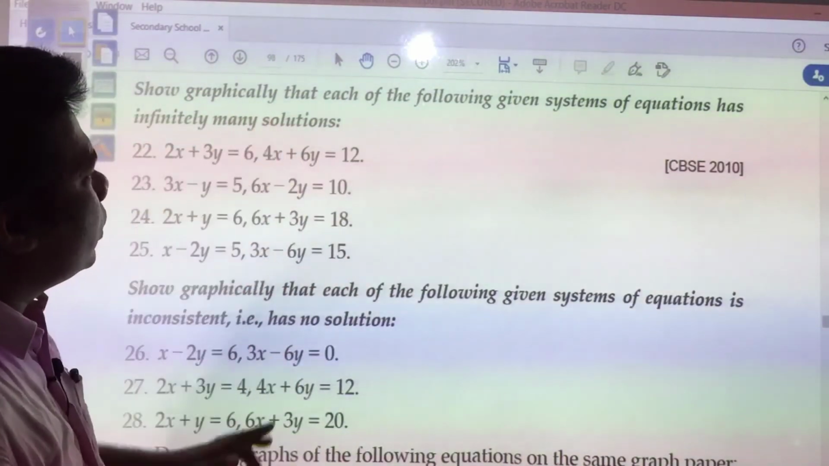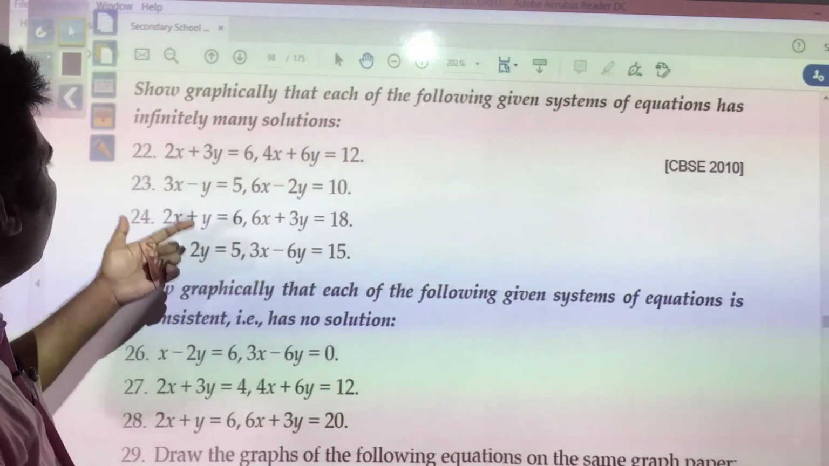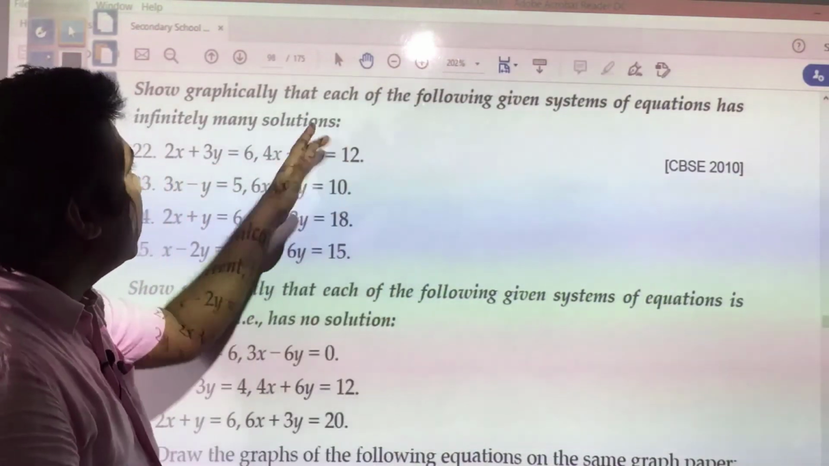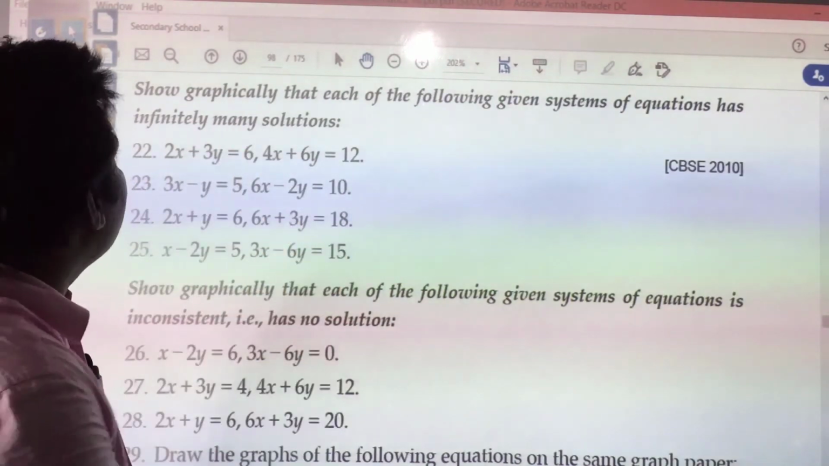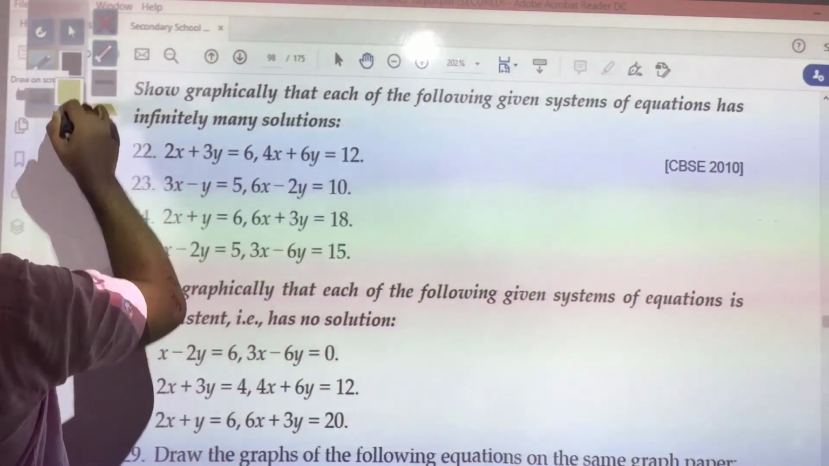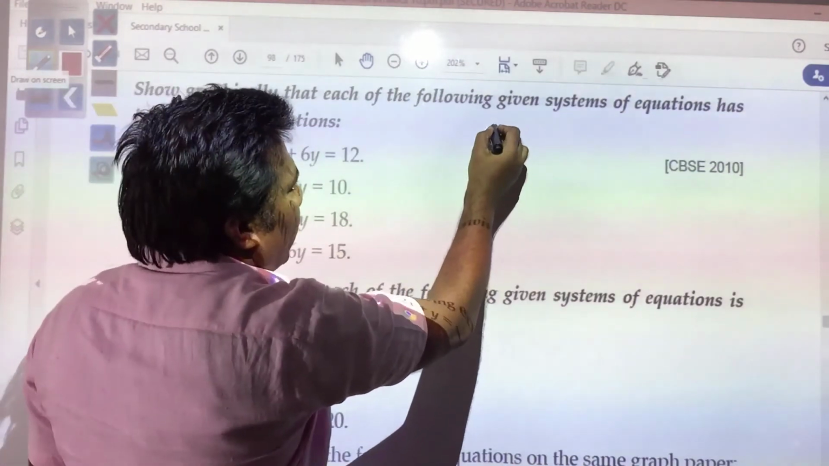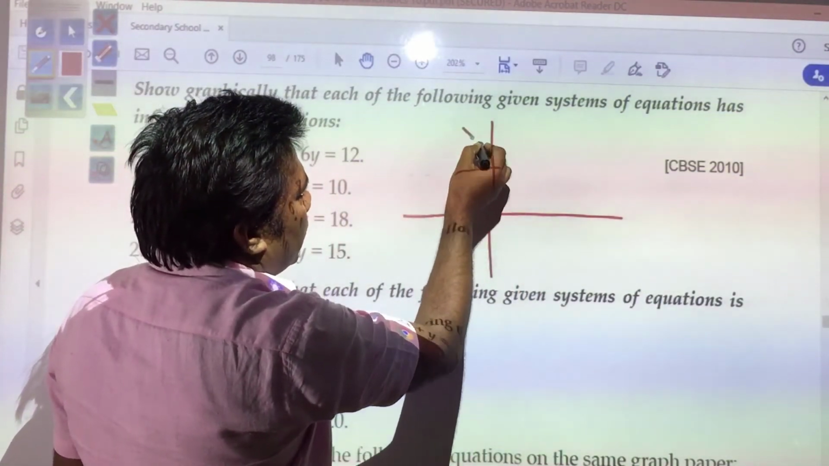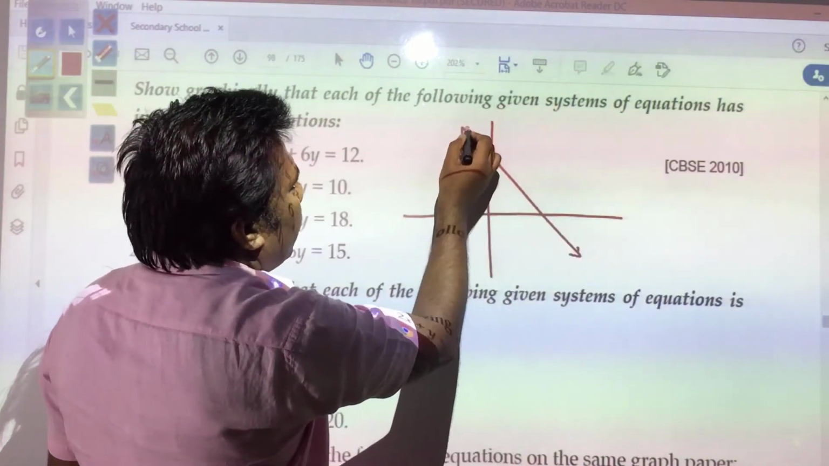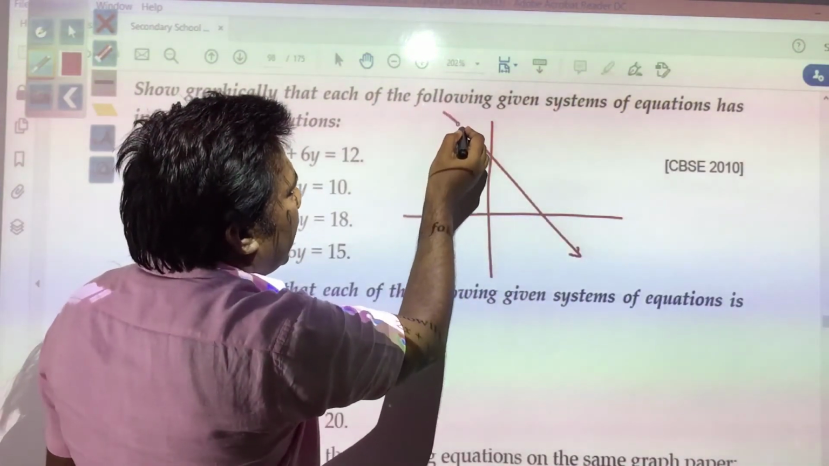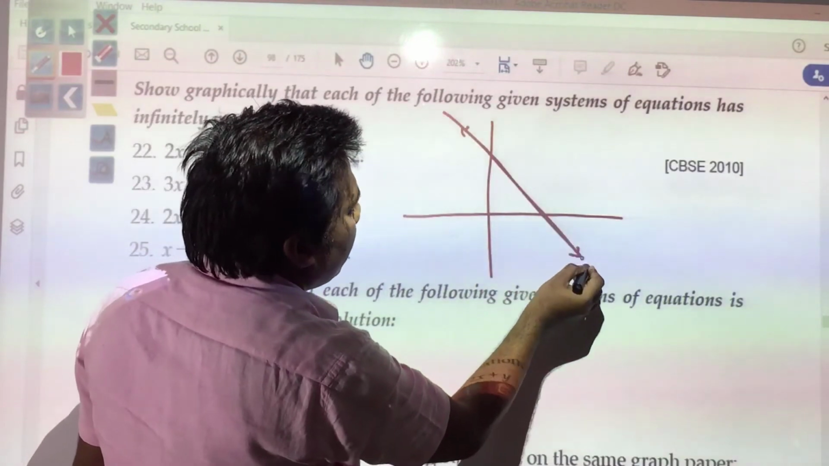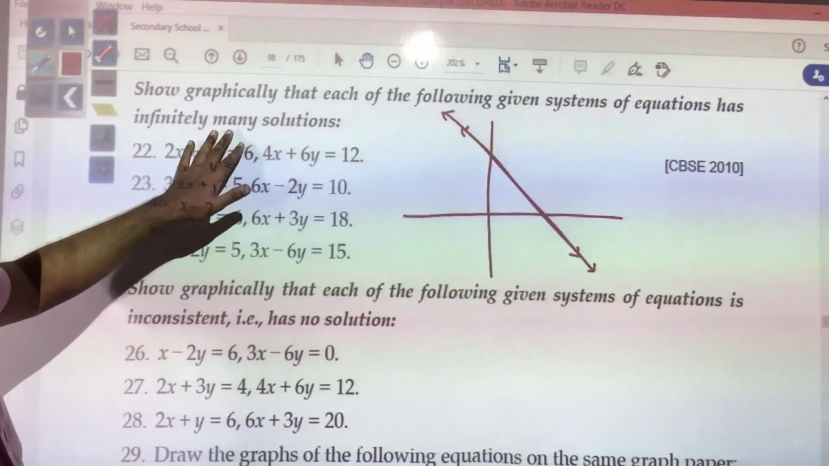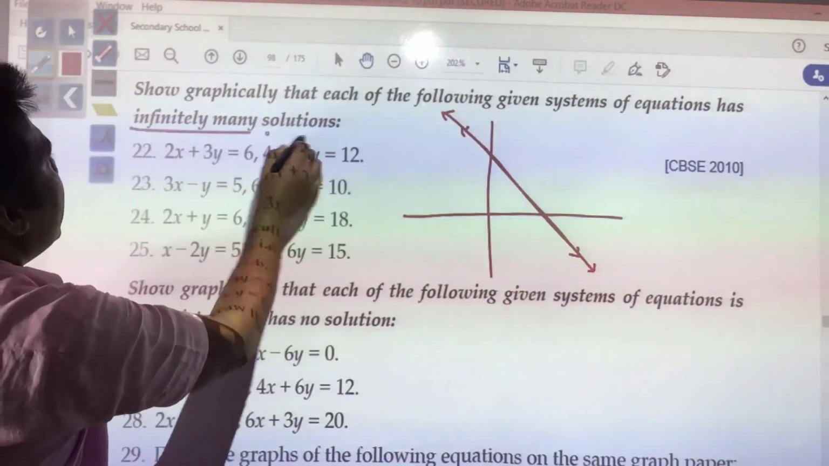Next we will see: show graphically that each of the following given systems of equations has infinitely many solutions. Here you again need to plot the graph and find x, y. Which type of graph will you get for infinitely many solutions? You will get a graph where the lines overlap. Suppose this is your first line for the first equation, and you get the second line in the same place for the second equation, like this. So you will get infinitely many solutions.